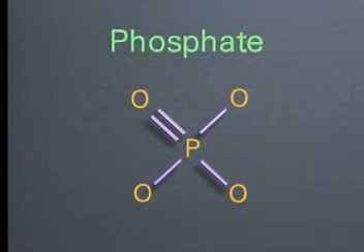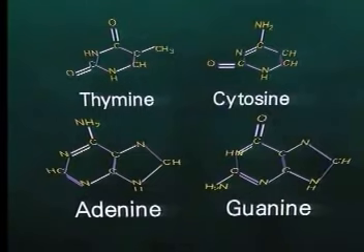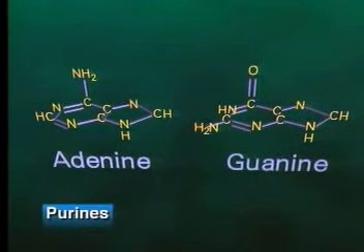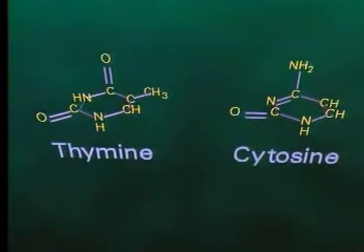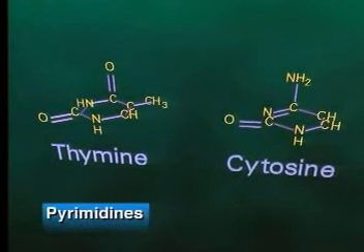DNA is composed of a phosphate, a 5-carbon sugar called deoxyribose, and 4 kinds of nitrogen bases. Adenine and guanine are double-ringed structures that belong to a group called purines. Thymine and cytosine belong to the pyrimidine group and have only 1 ring.